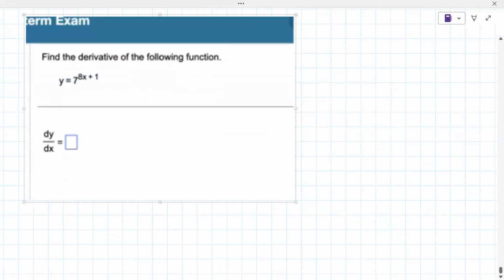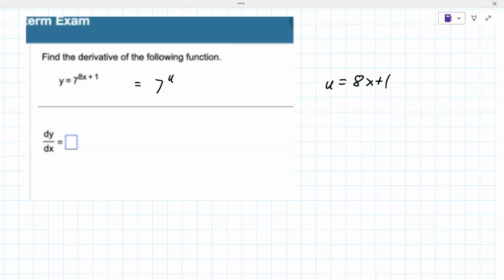All right. So again, just like the previous ones, we're going to do a rewrite here. 7 to the u, where u equals 8x plus 1. So your derivative here, this one's a little bit different. Your derivative is itself times the natural log of 7, that's a little added thing, times the u prime. So that's the part that's probably not going to be in one of the multiple choice answers, you've got to remember to look for that little extra thing there.